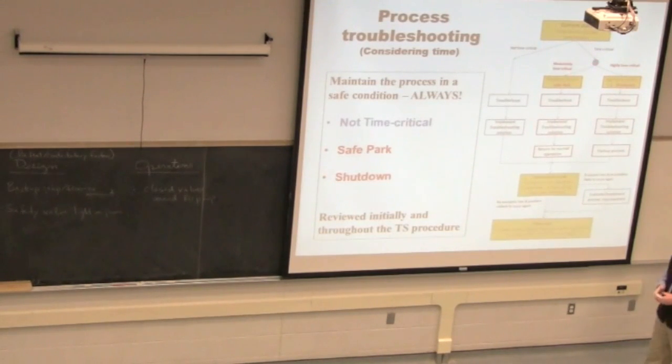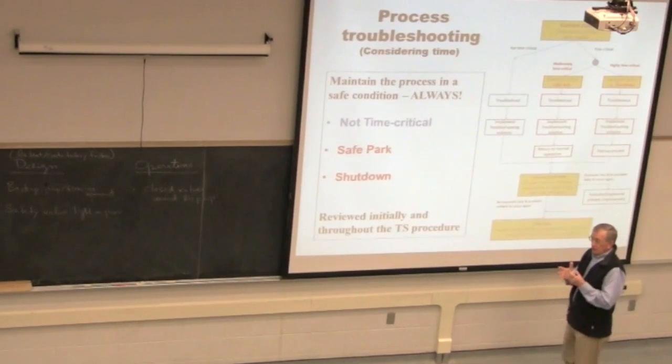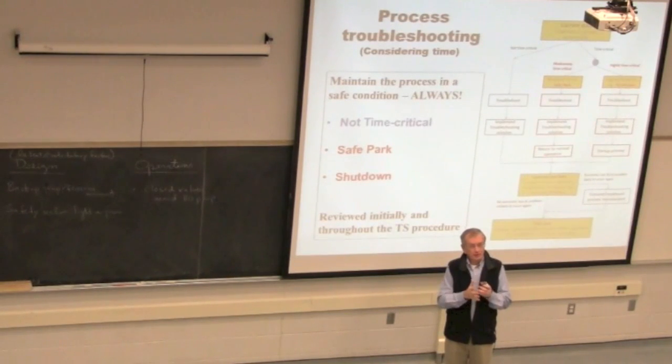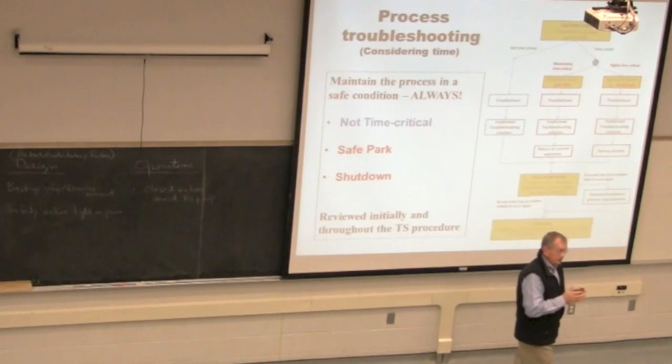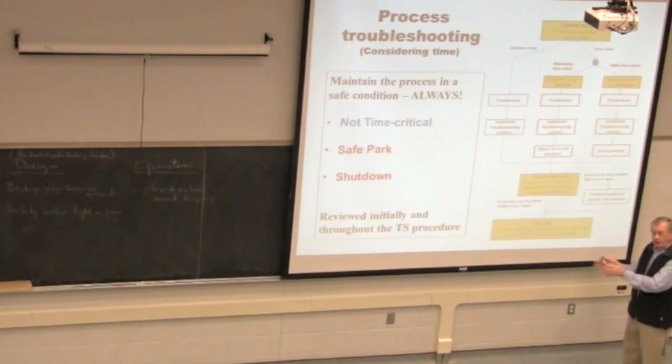One is, we'd like to keep the plant running because it's very expensive to shut it down. Also, shutting down and starting up the plant is the time when most accidents occur. So it actually is kind of unsafe to shut it down and start it up, unless we have to. So we'd like to keep it in operation. What we're going to try and think about is whether there is something called a safe park. Can I change the operation of the plant so I can safely park it over here, solve the problem, and then bring it back into normal operation?